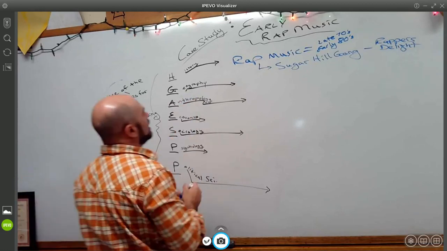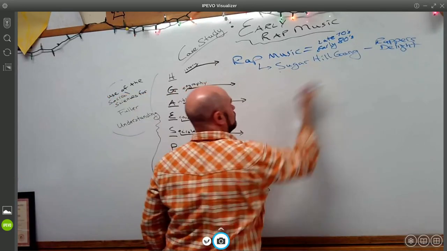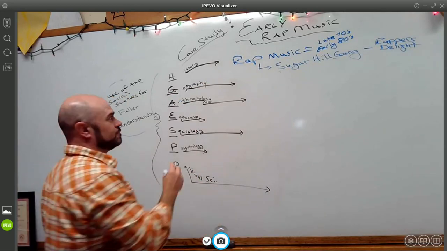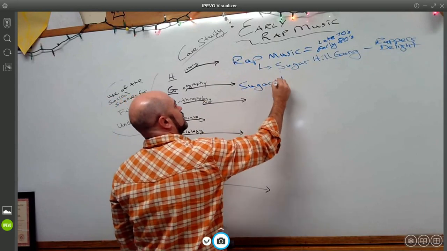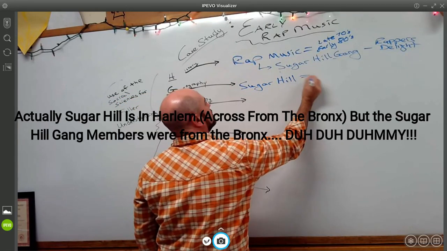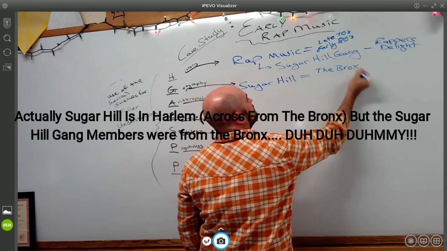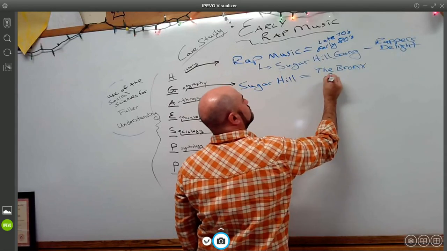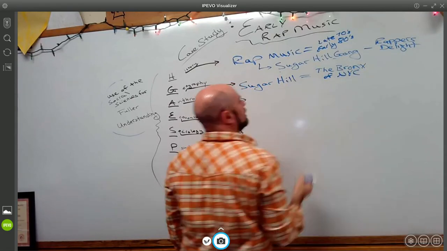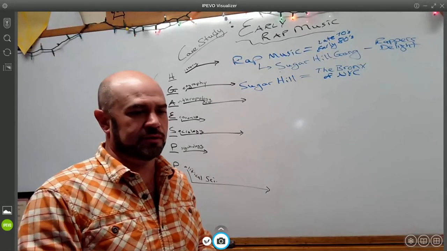So let's take a look at the geography. The geography of Sugar Hill, where the Sugar Hill Gang came from, right? That rap group. Sugar Hill is located in the Bronx, New York City. The Bronx being one of the 5 boroughs. Oops, can't spell. And Sugar Hill is actually an area within the Bronx of New York City.